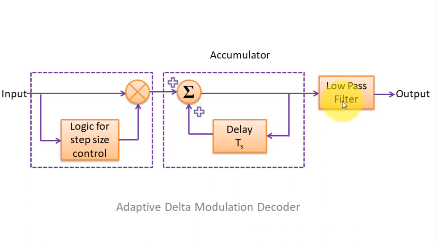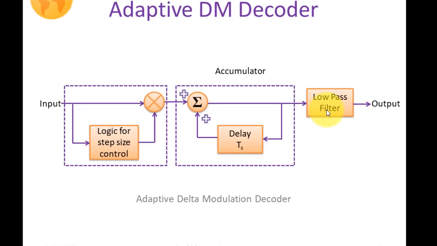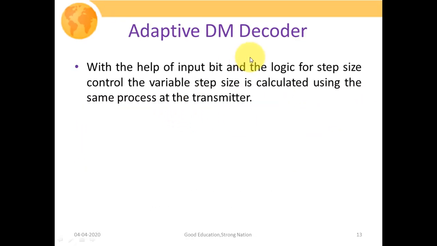So this is how we are going to retrieve our input signal back. With the help of the input bit and the logic for the step size control, the variable step size is calculated using the same process as at the transmitter. So we are using a similar sort of functionality in order to generate the variable step size signal.